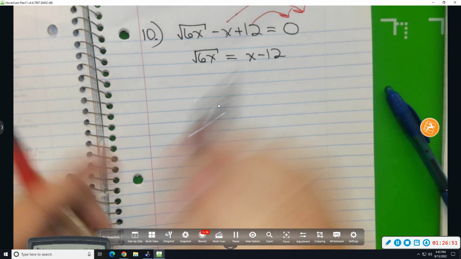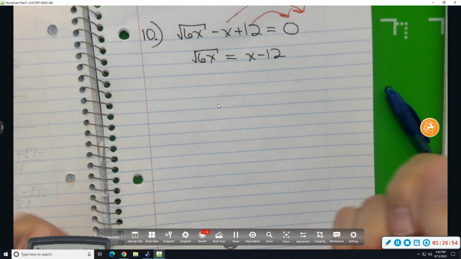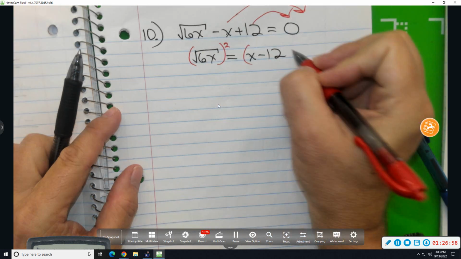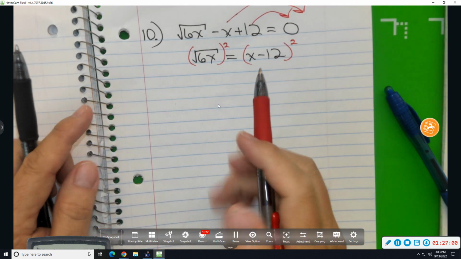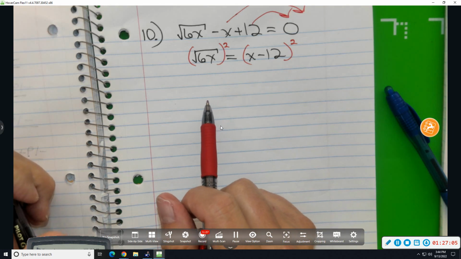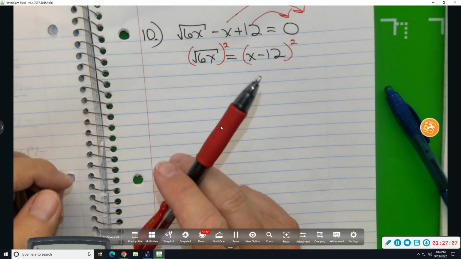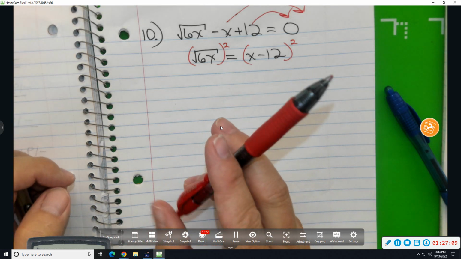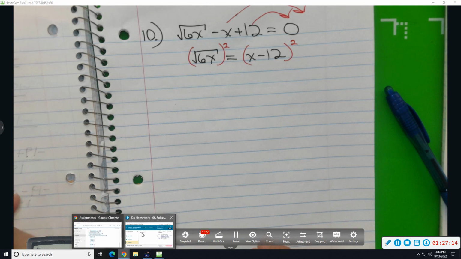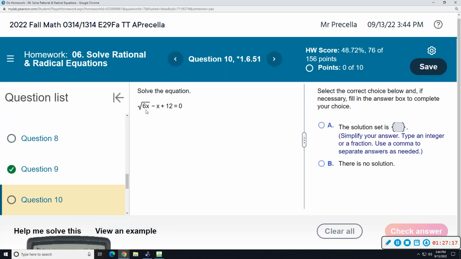Okay. And it's a square root. So we square both sides. The left side works out nicely. Oh, did I miscopy it? Or did he miscopy it? Let's see. I might have. It's a square root of 6x, a minus x, plus a 12. No, I got it right.